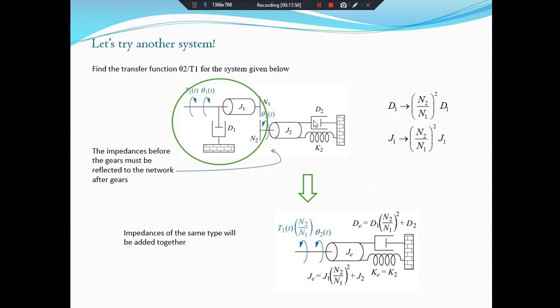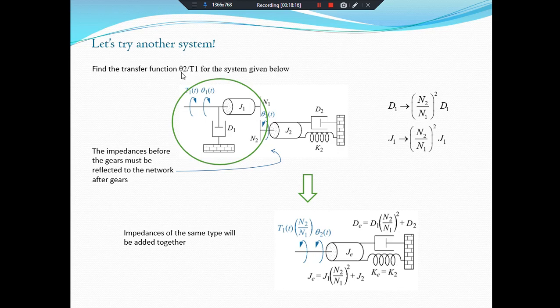Whenever we transfer an impedance from the input side to the output side, what will we do? We will multiply by the number of teeth of gear on the destination shaft divided by the number of teeth of gear on the source shaft, and we will take the whole square. Clear? And what will be the output? The transfer function theta 2 by T1 for the given system. It means we are taking output at theta 2.